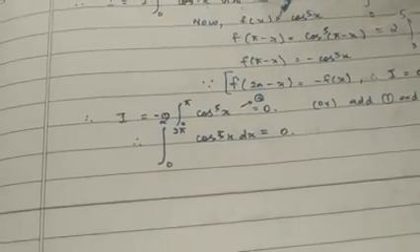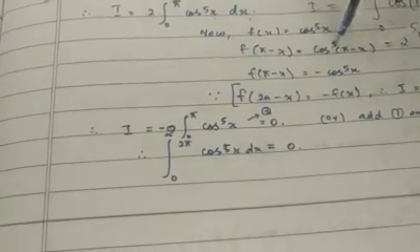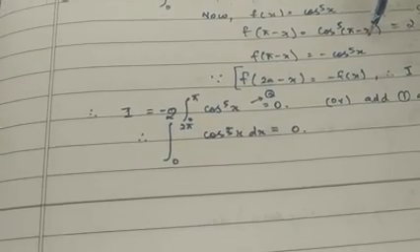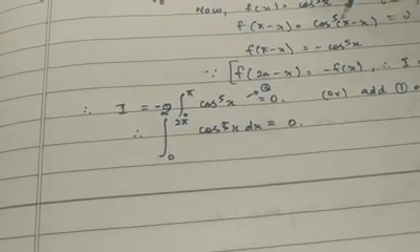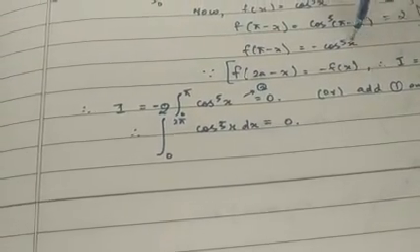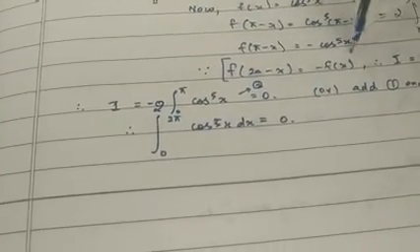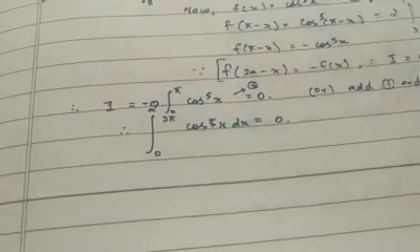So f of x is nothing but cos power 5x. f of pi minus x is nothing but cos power 5 of pi minus x. Cos of pi minus x lies in the second quadrant, and in the second quadrant cos is negative. Since the angle is pi, you will get minus cos power 5x. Therefore, f of pi minus x is equal to minus f of x. If it is like this, the integral value becomes 0 according to the property.